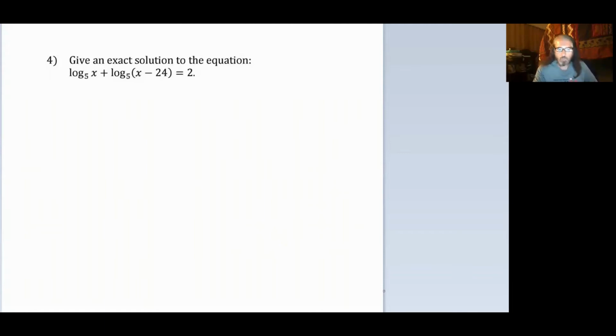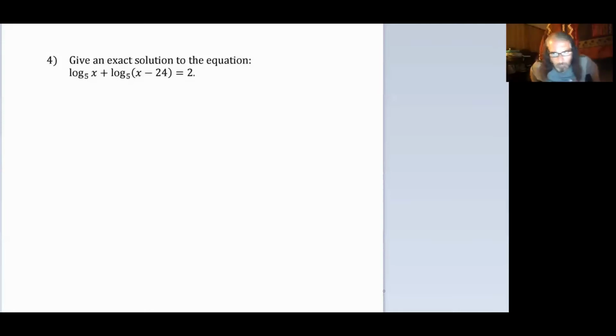The goal on a question such as this is to first get a single logarithm and then apply the definition of logarithms to be able to solve something that looks like something we've seen before. Now we've got both of these in base 5, which is going to allow us to use the product rule for logarithms. We've seen it used in both directions.